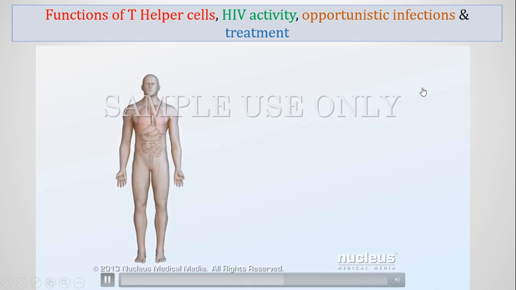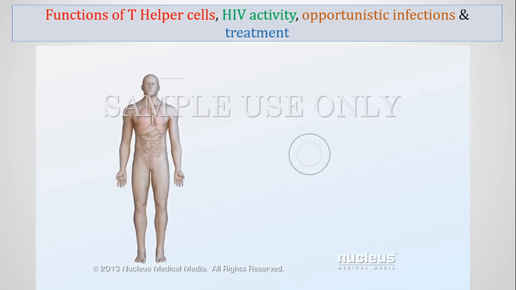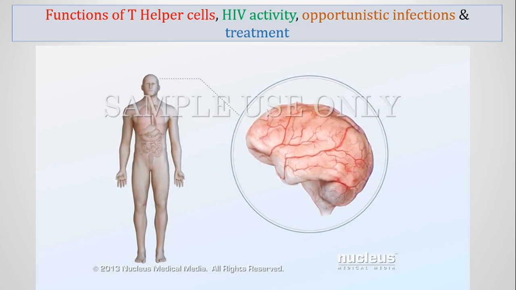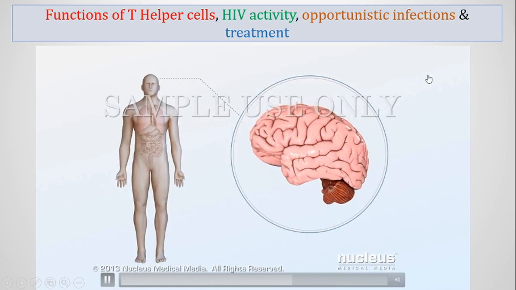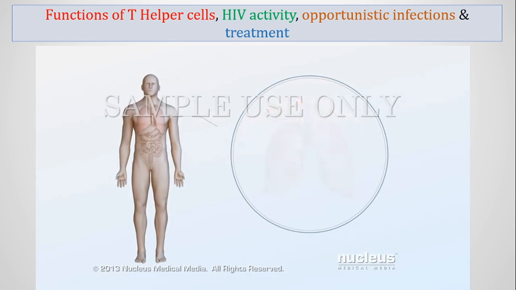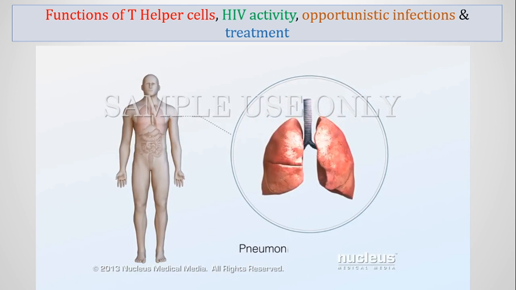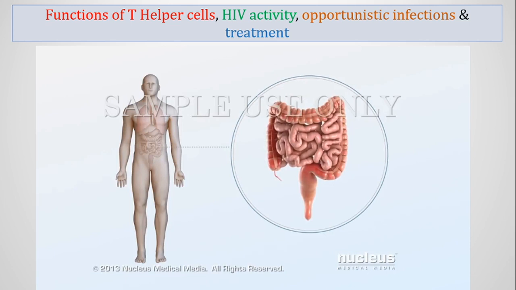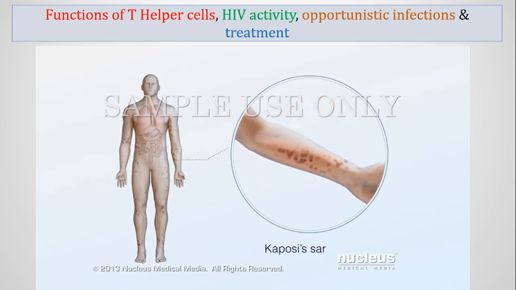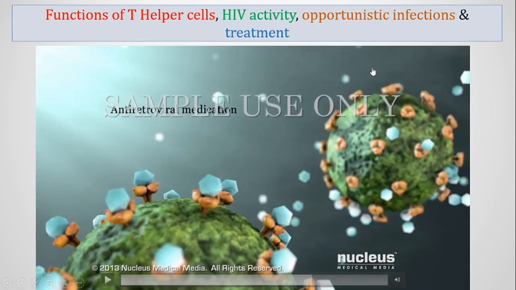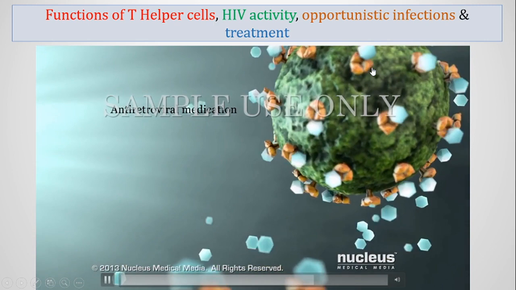Some of the common AIDS-related opportunistic infections are inflammation of the tissues covering your brain and spinal cord called meningitis, inflammation of your brain called encephalitis, respiratory illnesses such as pneumonia and tuberculosis, intestinal illnesses such as chronic diarrhea caused by infectious parasites, and cancers such as Kaposi's sarcoma and non-Hodgkin lymphoma. Drugs called antiretrovirals can reduce the amount of HIV in your body.